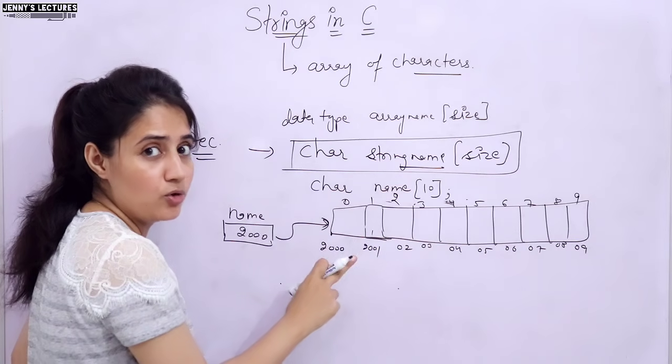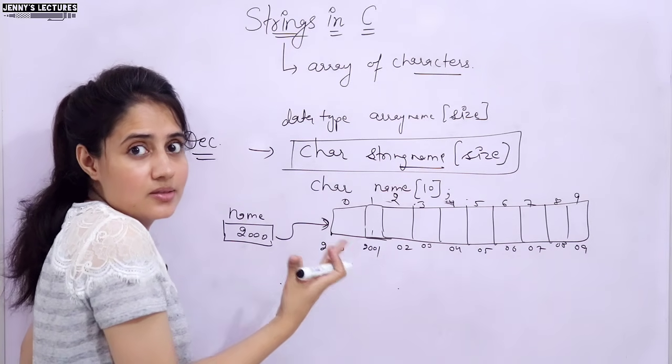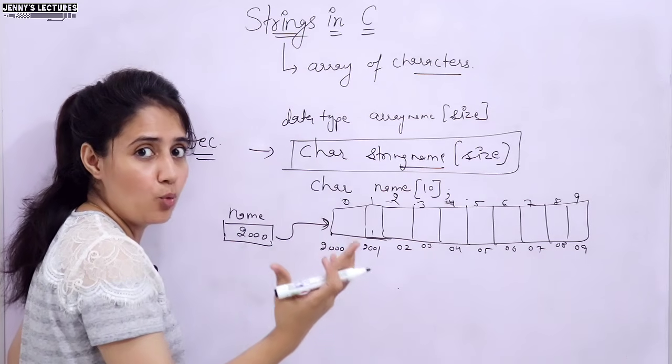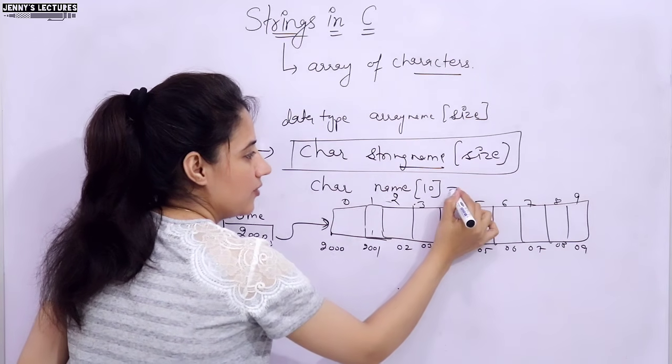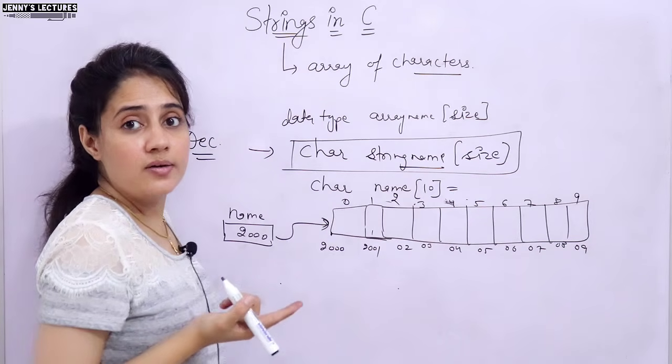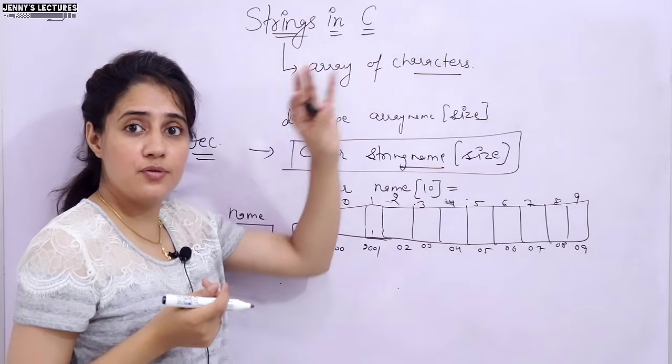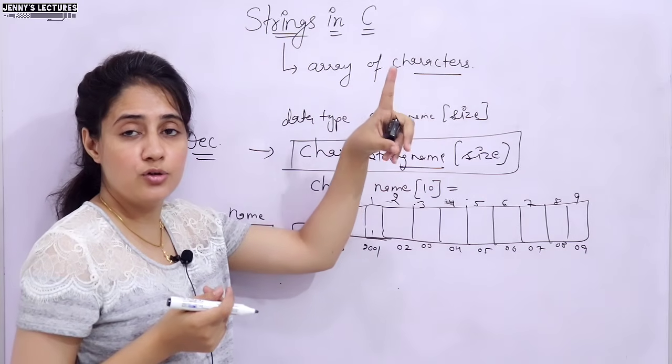Let me store some value. Now how to initialize this string? Multiple ways are there. One way is while declaring, here only we can write the string, as we have discussed in previous videos also, in the starting videos of C programming.